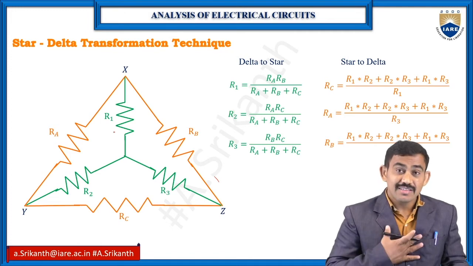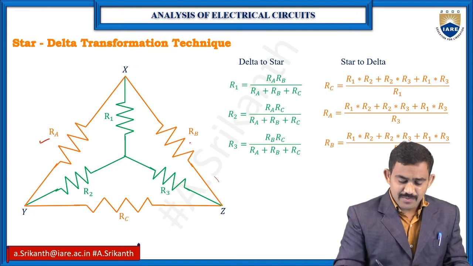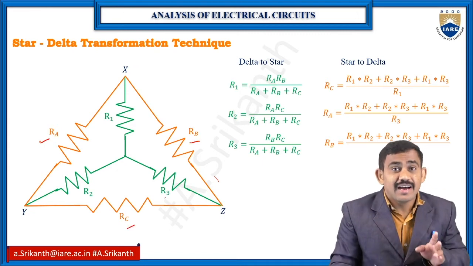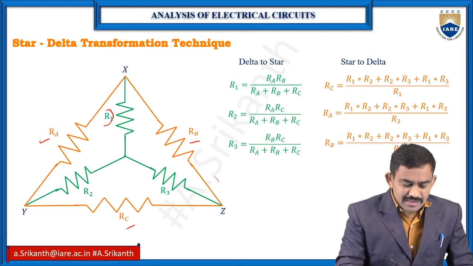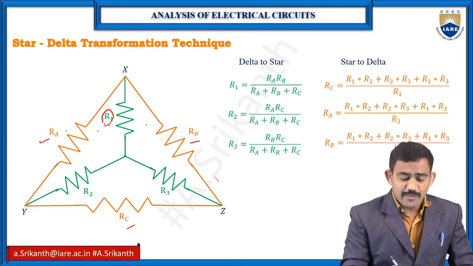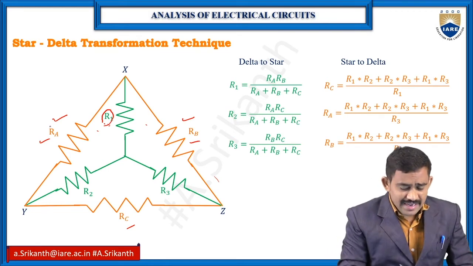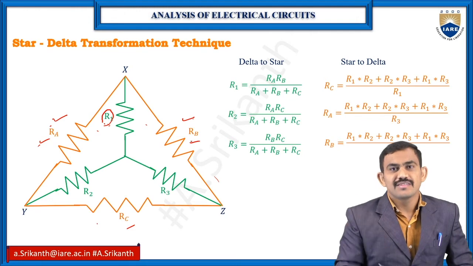Now I have the delta values. Here RA, RB, RC are my delta values. I know the delta values. I need to find out the R1, R2, R3 values. So for R1, what are the opposite resistors? R1's opposite resistors are RA and RB. So your formula is very simple: RA times RB divided by RA plus RB plus RC.